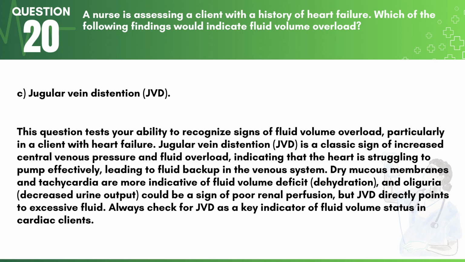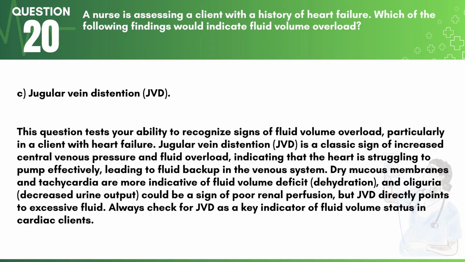Answer: C. Jugular vein distension, JVD. This question tests your ability to recognize signs of fluid volume overload, particularly in a client with heart failure. Jugular vein distension, JVD, is a classic sign of increased central venous pressure and fluid overload, indicating that the heart is struggling to pump effectively, leading to fluid backup in the venous system.